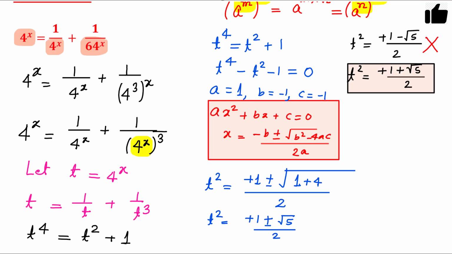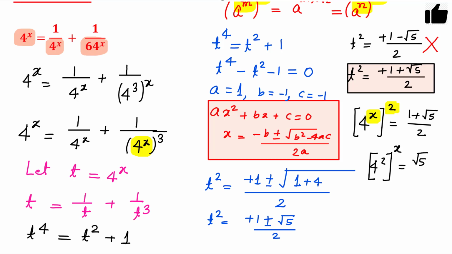But what is t? t is 4 raised to the power x. So now I can say 4 raised to the power x, raised to the power 2, is equal to 1 plus root 5 divided by 2. So I have to solve for x. Basically once again I can interchange the power. So let's take x outside the bracket and 2 inside the bracket. So this becomes 4 raised to the power 2, raised to the power x, and this is equal to root 5 plus 1 divided by 2. This means 16 raised to the power x is equal to root 5 plus 1 by 2.